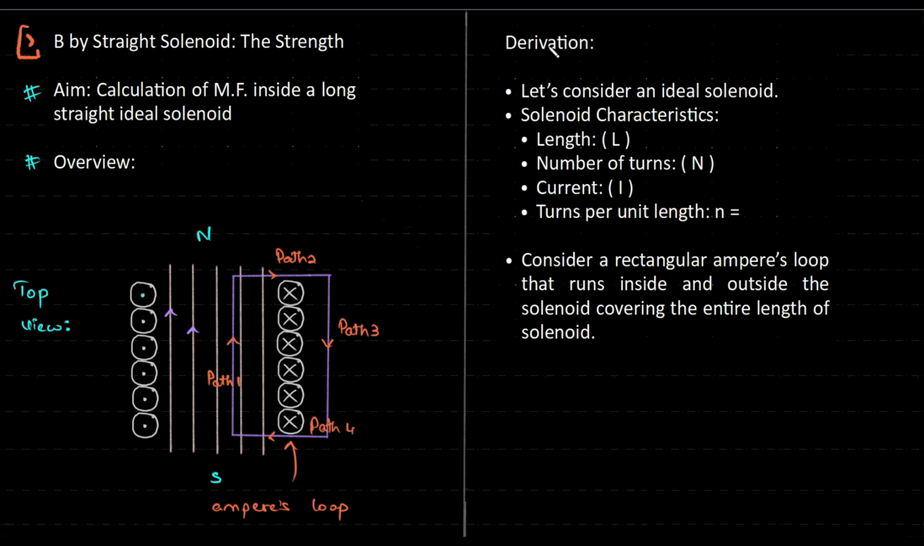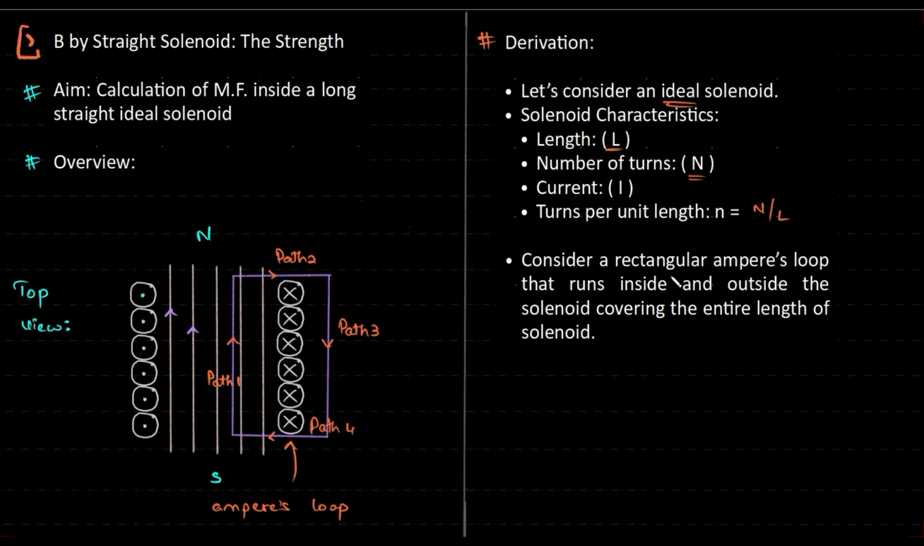As simple as that. So let's start the derivation. We consider an ideal solenoid. In an ideal solenoid, of course, there is zero magnetic field outside the solenoid. That's why we are taking an ideal solenoid. The length is L, the number of turns within the space is N, and the current through the entire circuit is I. The number of turns per unit length, which we need, we're calling a small n. So that will be N by L.